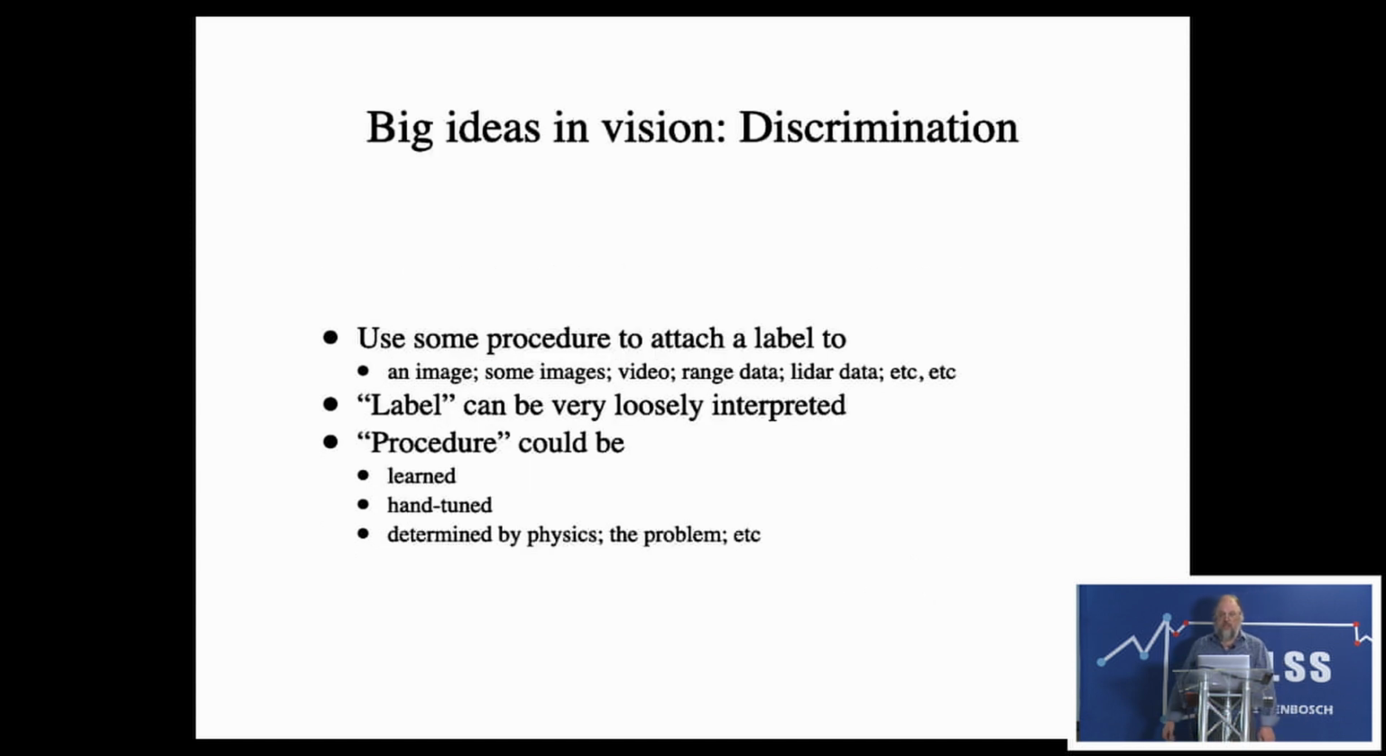I'm going to use some procedure to attach a label to an image, some images, video, range data, LiDAR data, etc., etc. As we'll see later on, label can be fairly loosely interpreted. The procedure could be learned, it could be hand-tuned, or it could be the result of physics. But the basic thing is, an image goes in, or video goes in, and a label comes out. Image goes in, cat. Image goes in, fish.